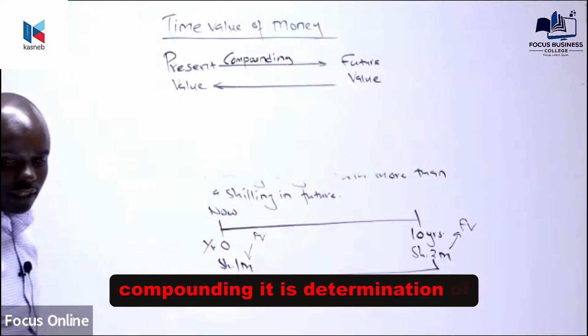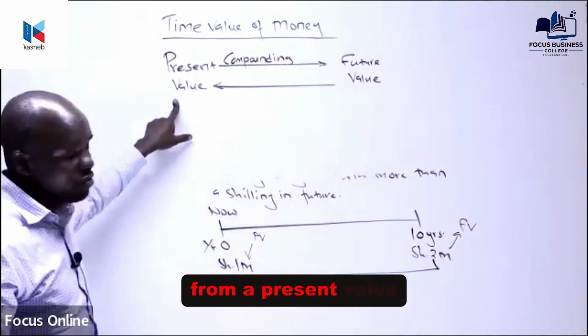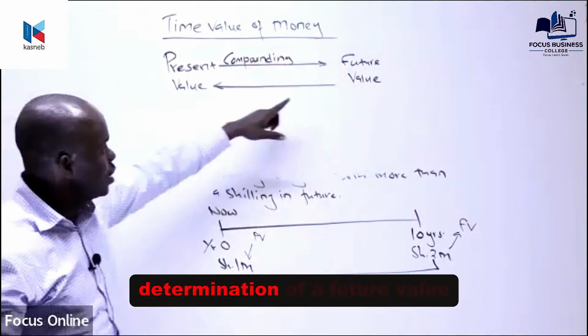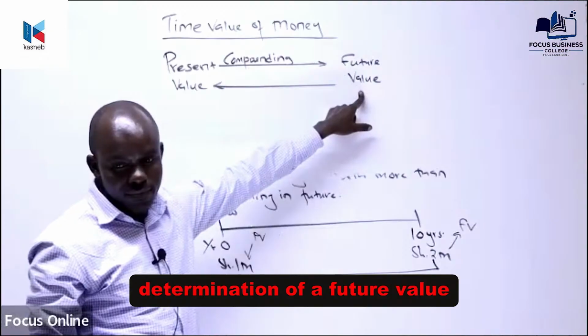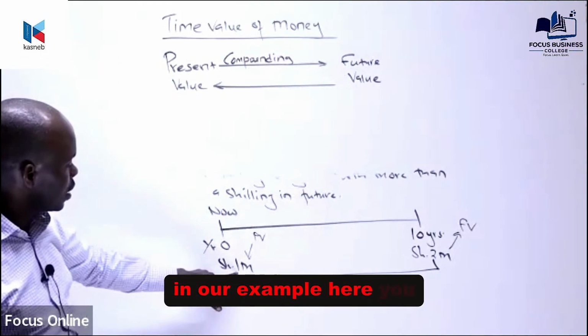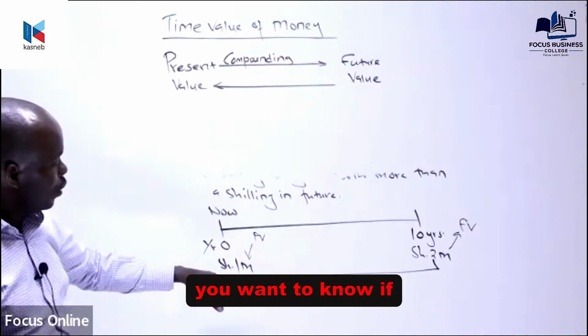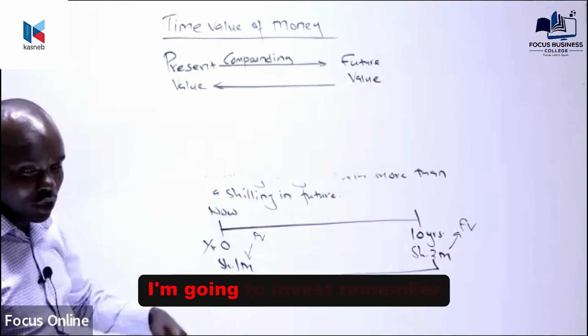Compounding is the determination of a future value from a present value. For example, in our example here, you have been given 1 million. You want to know, if I get this 1 million today and invest it, what will it be worth?